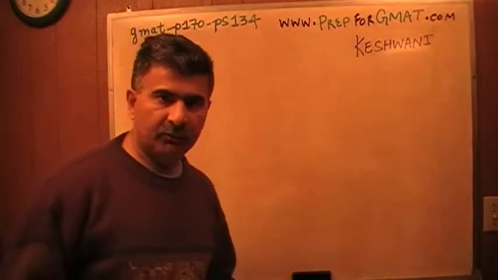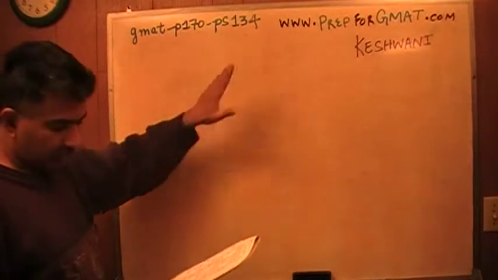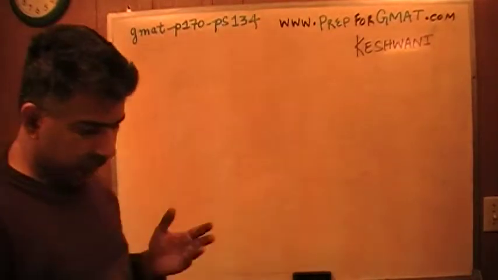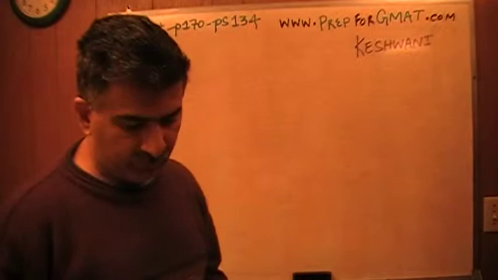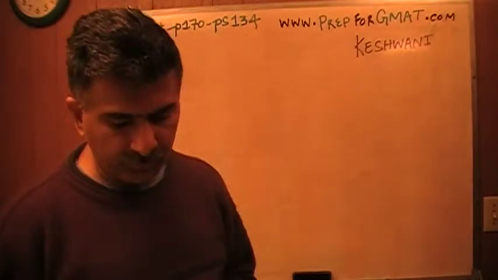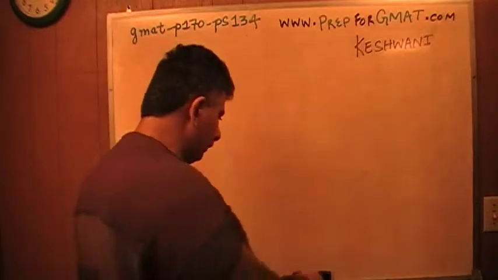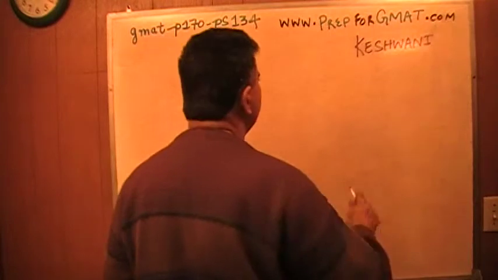The problem that I'm about to solve is the one that you will find on page number 170, problem solving number 134. The problem says that we have a certain rectangular window that is twice as long as it is wide. So here's my rectangular window.